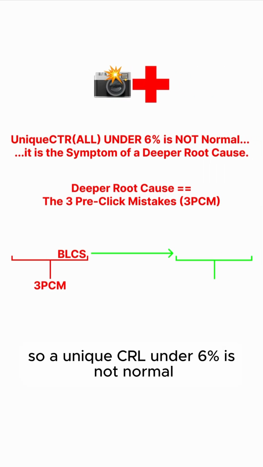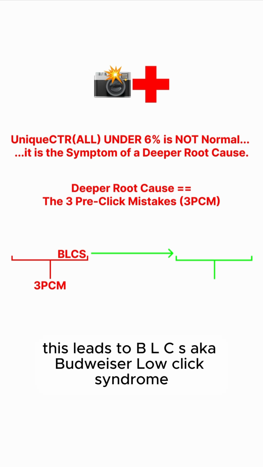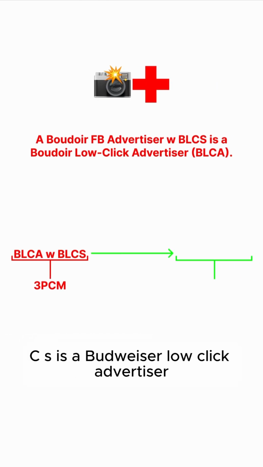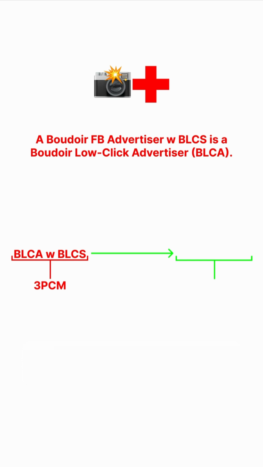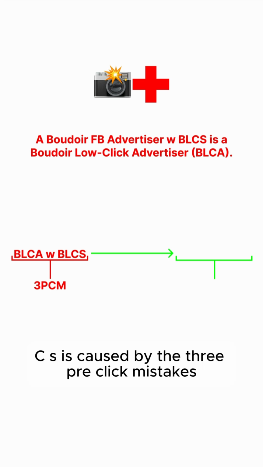So a unique CTR under 6% is not normal, it's a symptom of a deeper root cause. And that deeper root cause is the 3 pre-click mistakes, the 3 PCM. This leads to BLCS, aka Boudoir low-click syndrome. And a Boudoir Facebook advertiser with BLCS is a Boudoir low-click advertiser, aka a BLCA. So this is our universe taking shape here. A BLCA with BLCS is caused by the 3 pre-click mistakes.